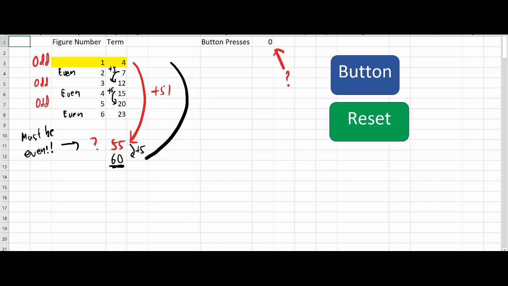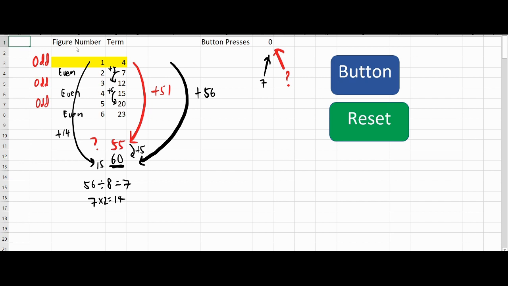We add 56 to 4 to get 60, and 56 divided by 8 gives us 7, which is the number of times we press the button. If we press the button 7 times, we add 14 figures to figure 1, which means that the figure number is 15. But remember, we are one row in front now. This is for the term 60. Our actual term is 55, which is one row behind, so we are actually on row 14.